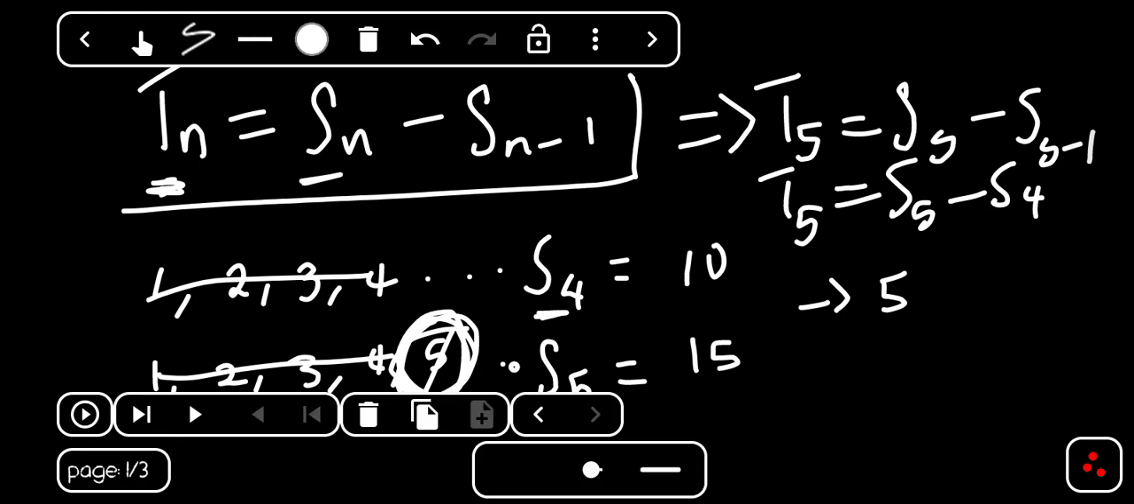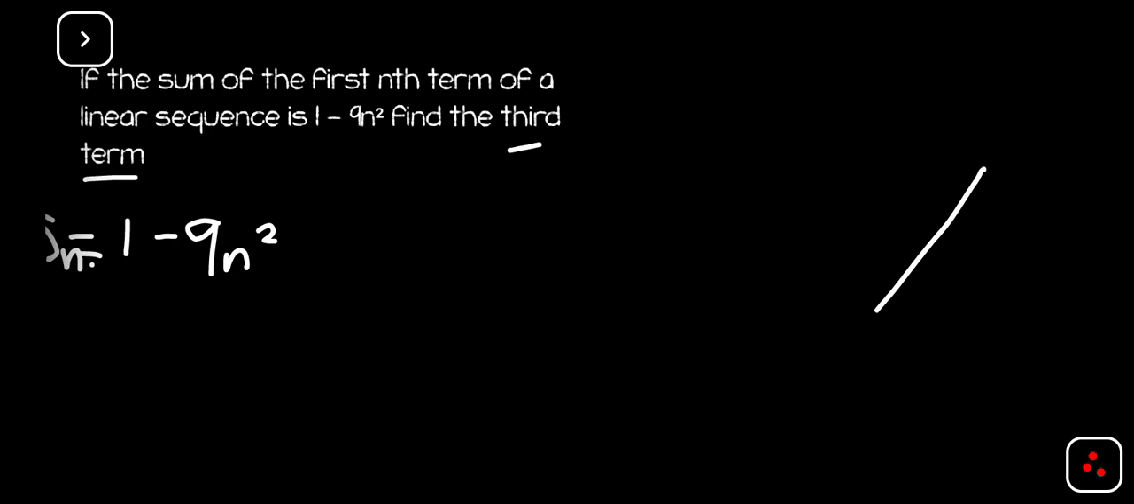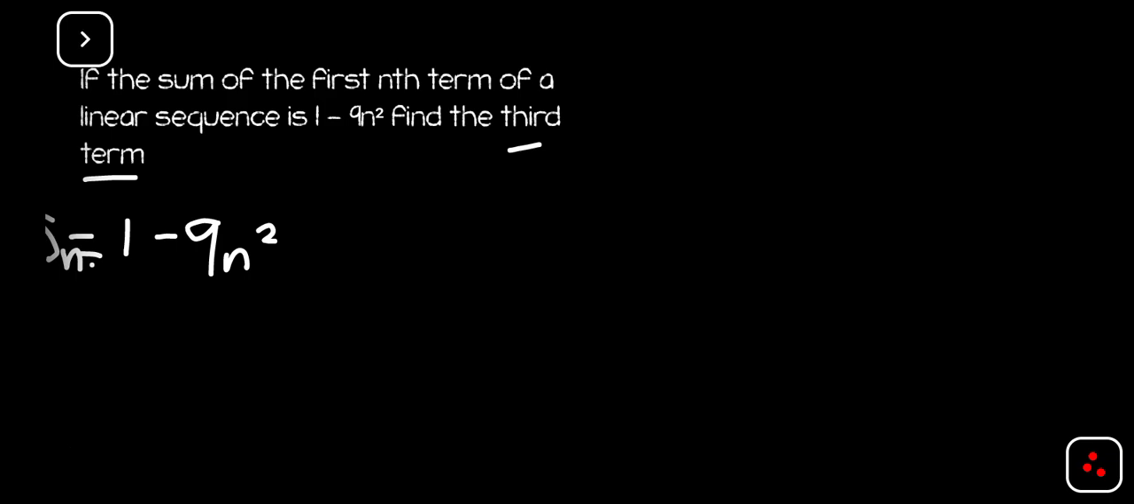So if you watched my last video, you noticed we solved the problem where we had the sum of the nth term. The sum of the nth term was 1 minus 9n squared, and they asked us here to find the third term. Now we went through simultaneous equations, which is okay, you can use that. But this is just a short video to show you an alternative that you can also use. So all you need to do is remember the formula that to find any nth term, it says the sum of the nth term minus the sum of n minus 1.